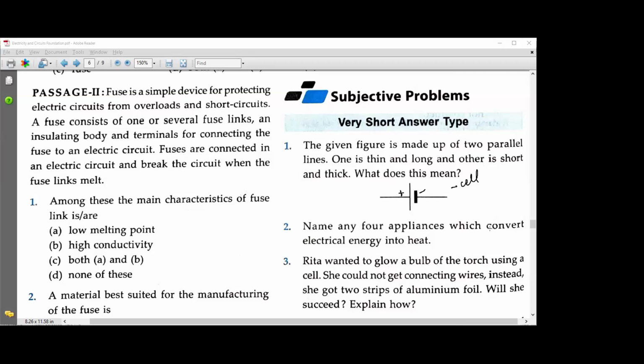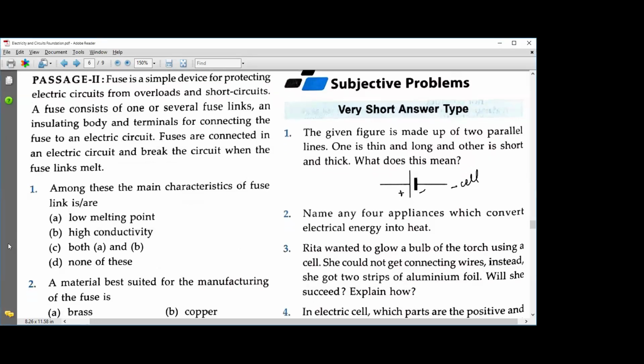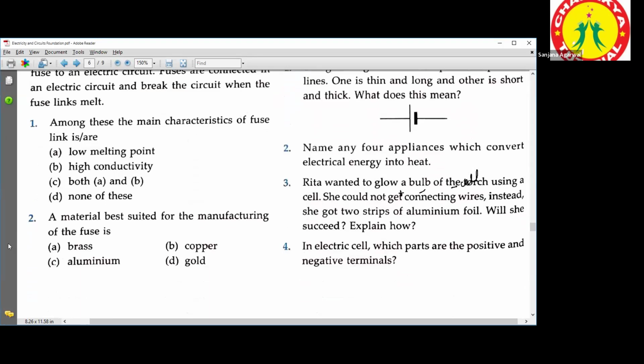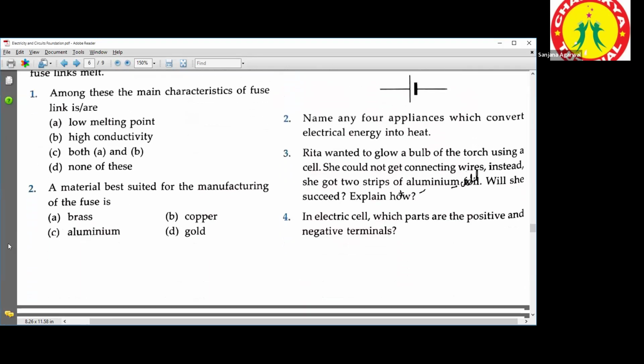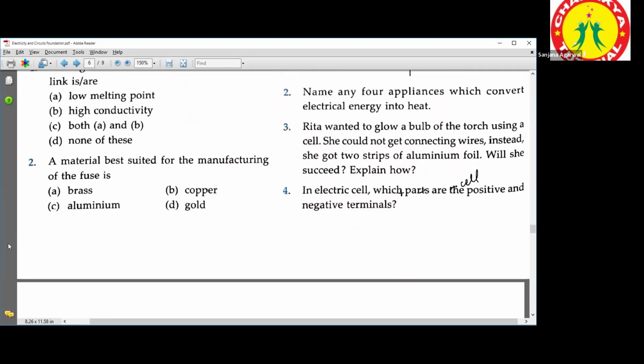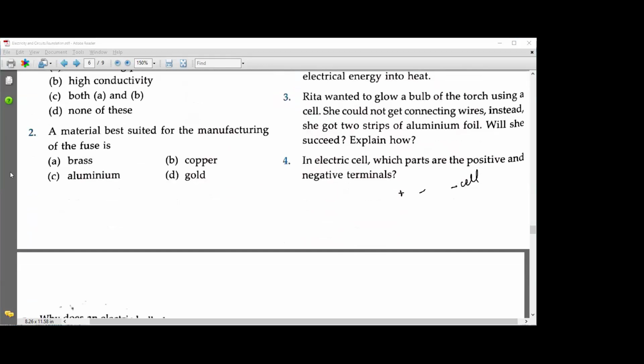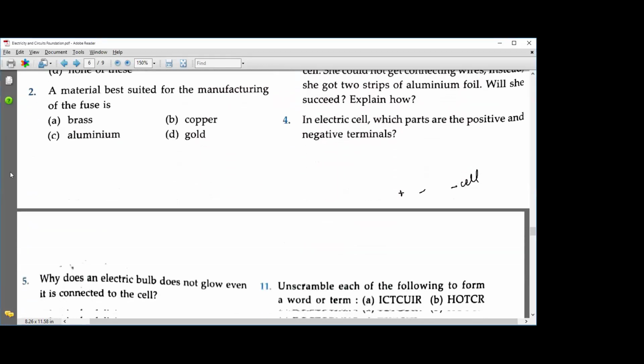of electricity. But she needs to be careful as foil does not have any insulation, so that might hurt. Okay. Which parts are the positive and negative terminal? This is very simple. Ma'am, this came in our exam today, ma'am. Fourth one.